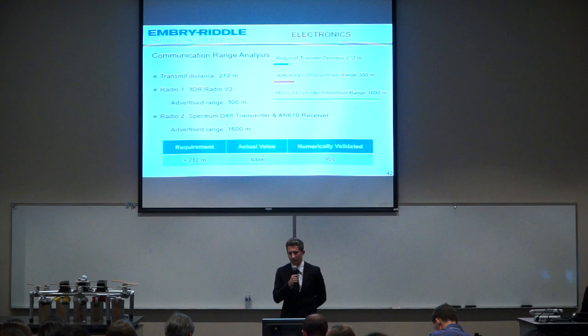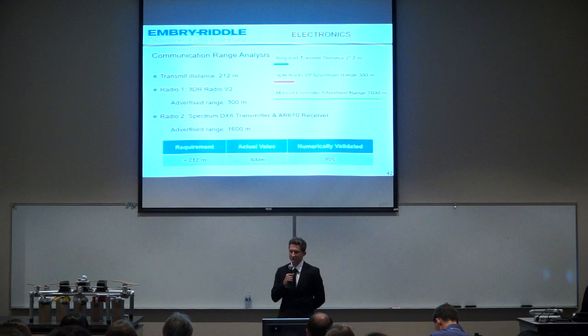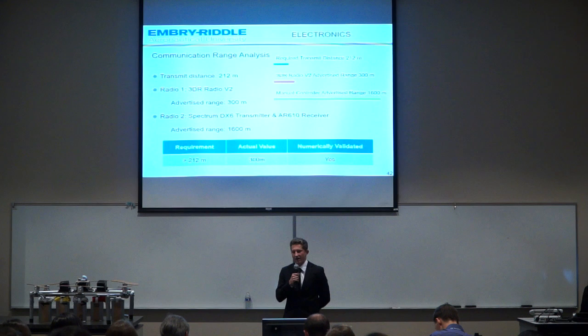We will be using a 3DR radio V2 transceiver set provided by Dr. Davis that has an advertised range of 300 meters, as well as a Spektrum DX6 paired with an AR610 receiver, which has an advertised range of 1600 meters, courtesy of the UAS lab. And shown in this figure, both of these, even the smallest one, is over our requirement. Therefore, we find it is numerically validated.